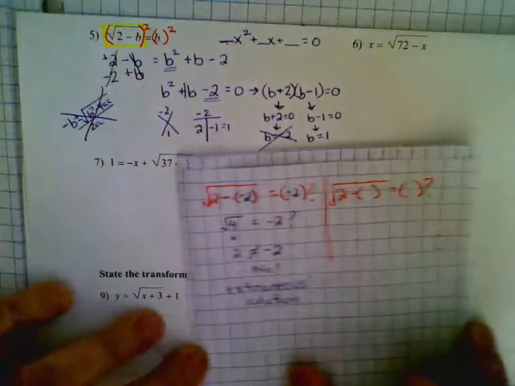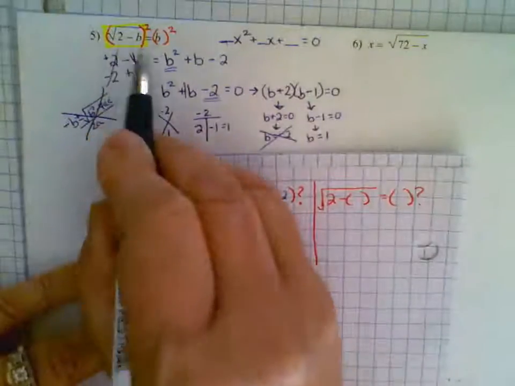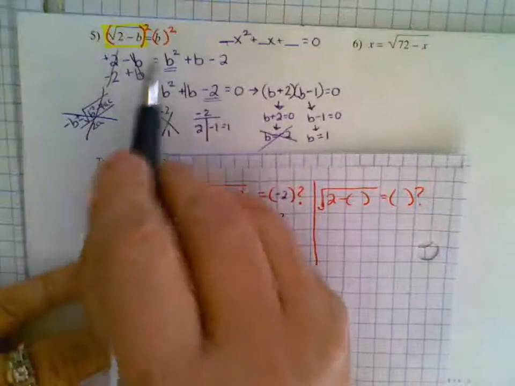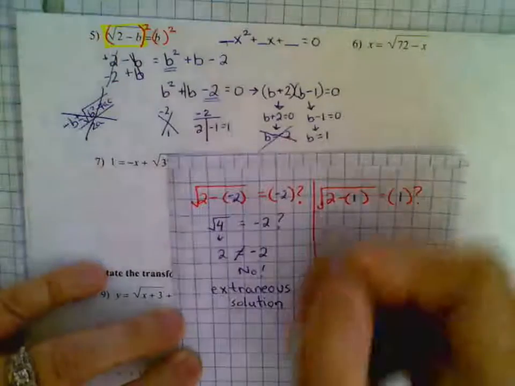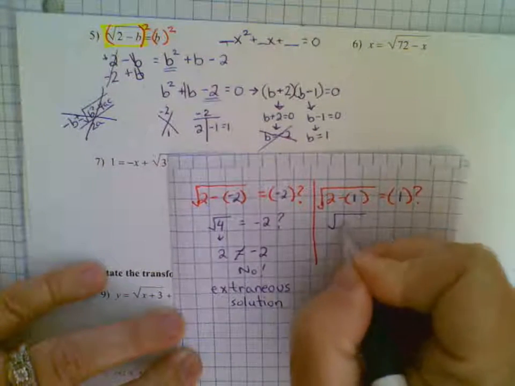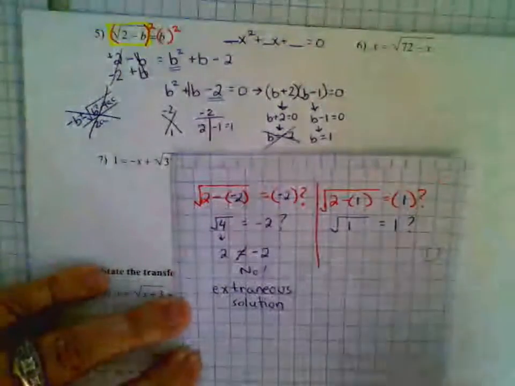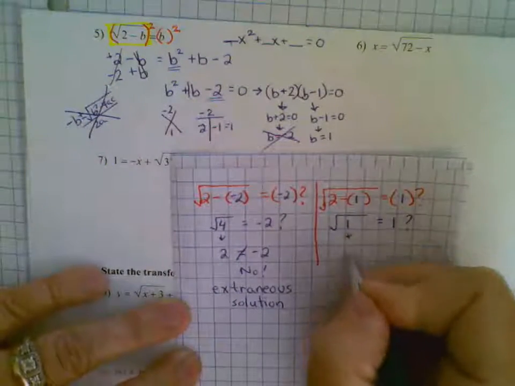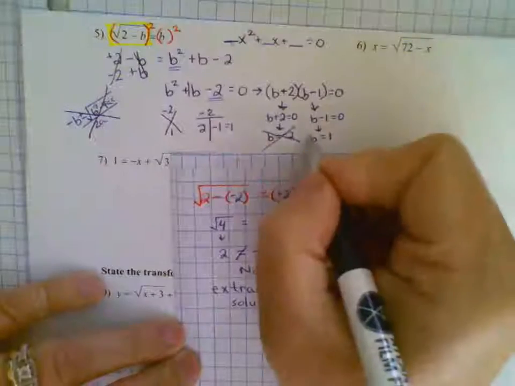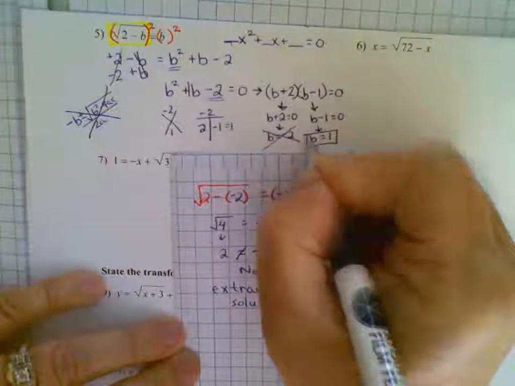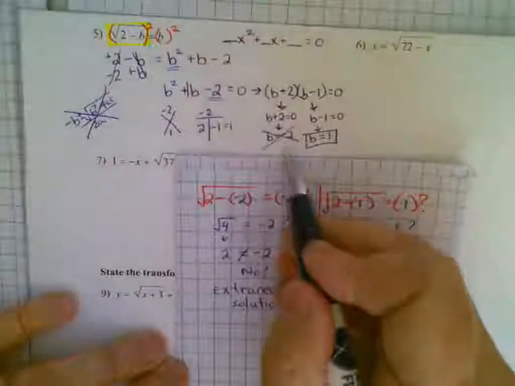All right, I'm going to do the same thing with my other b value. So I take my original equation, square root of 2 minus b equals b, and I'm replacing b with 1. So 2 minus 1 is just 1, and I don't need the parentheses here. So is that true? Yes. The square root of 1 is just 1. 1 equals 1. That works. So in this case, I found two solutions, but one was extraneous and one is good. So I cross off the extraneous and I keep the good one.